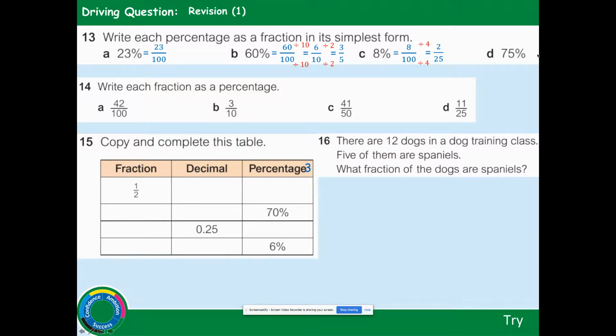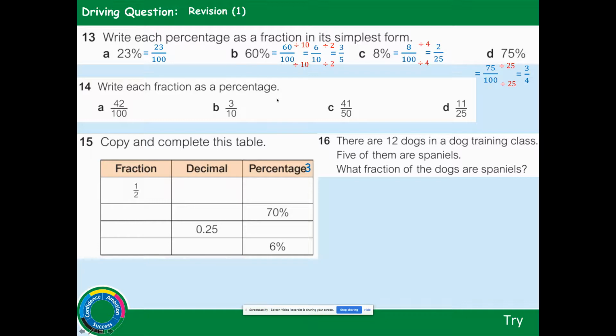75%, so 75 over 100. And this is one of those 3 fractions that I said you should know: 1/4, 1/2, and 3/4. This is the one that's 3/4. If I divided both by 25, I would get to 3/4. You could divide by 5 because they end in 5 and 0. You will get answers that will divide by 5 again. So again, it doesn't matter as long as you get to the simplified form.